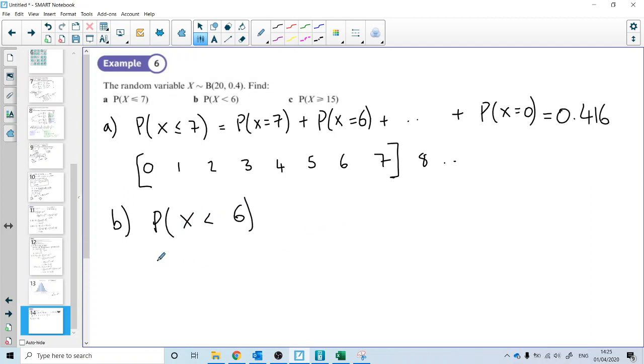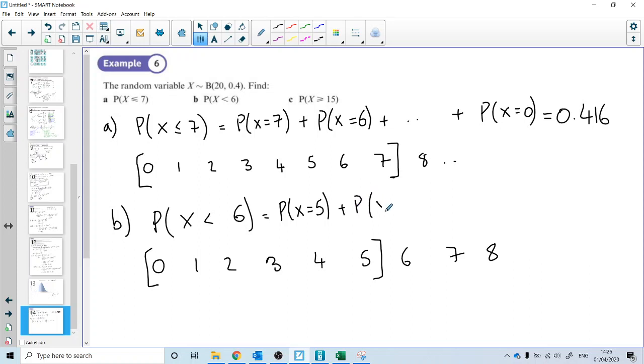So in part B, we're going to do the probability of x being less than 6. So again, it's worth writing down some values. So number of successes, let's draw them out. Now this time we want x being less than 6. So we want less than 6 successes. So we don't want to include 6. The biggest number that we want to include is 5. That's the first number that's less than 6. And again, we're going to go down to 0 because 0 successes is less than 6. So this time we would do the probability of x being 5 plus the probability of x being 4 plus all the way down to the probability of x being 0.